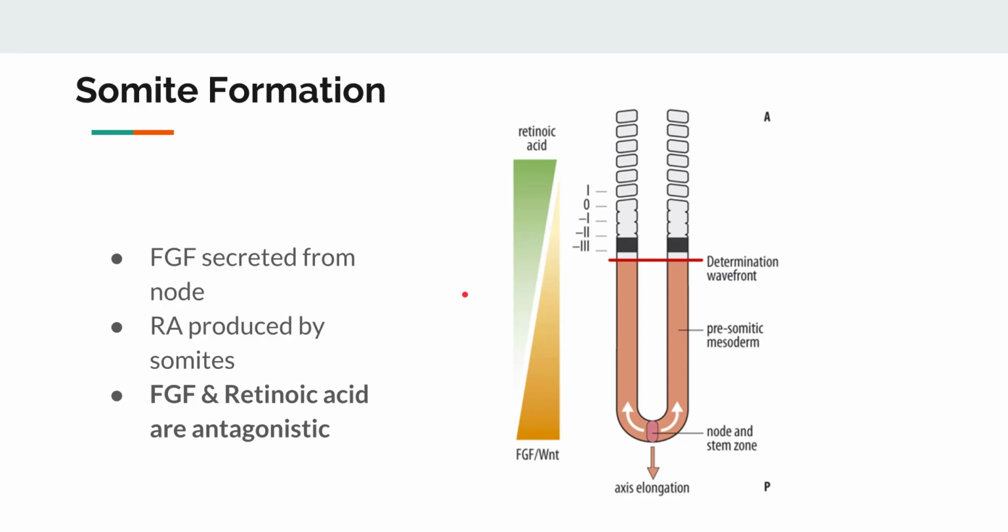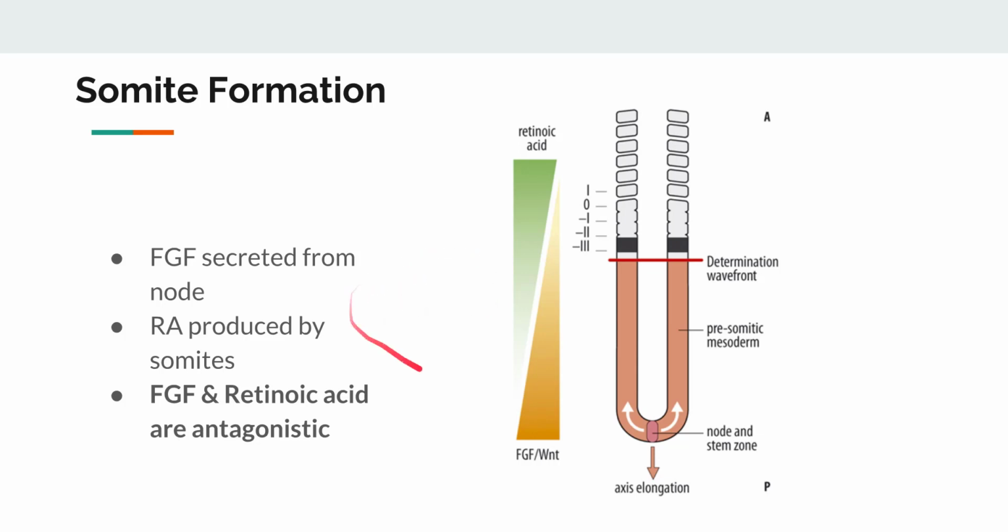When you're forming somites, there are lots of signaling levels that are quite crucial in how and when that somite will be formed. The two that are really important are FGF and retinoic acid, or RA for short. These are secreted at opposite ends, and they're antagonistic to each other. Antagonistic means that FGF is suppressed by retinoic acid, and retinoic acid is suppressed by FGF.